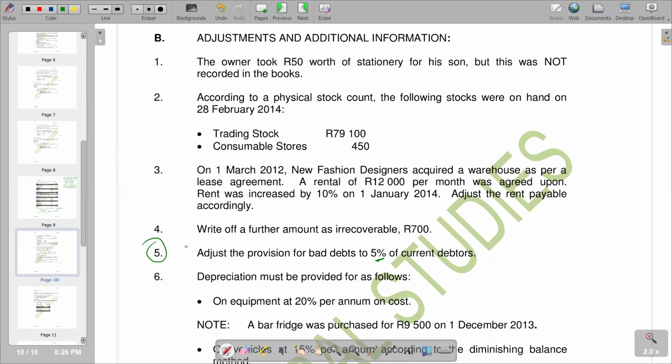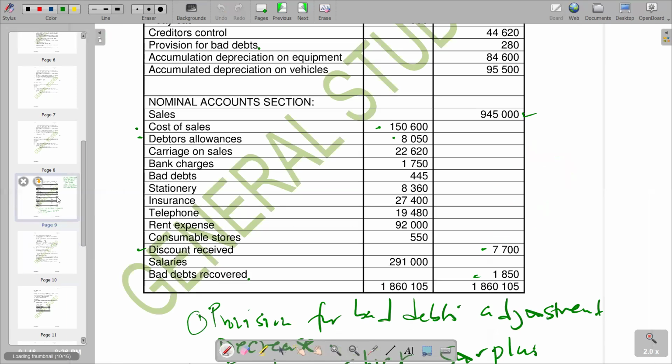But on top of this information, we also have: write off a further amount as irrecoverable, 700, which means this is an additional bad debt which was not captured in the period. So first of all, we have to subtract 700 from the debtors' control because it was not written off. So you need to write it off. By writing it off, you're subtracting it from the balance of debtors' control given in the pre-adjustment trial balance. Then you get a net figure. That net figure is the one that we are going to use to calculate using 5%. So we go there, we subtract 700 from the debtors' figure that we are given there.